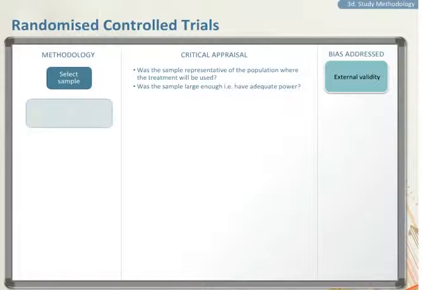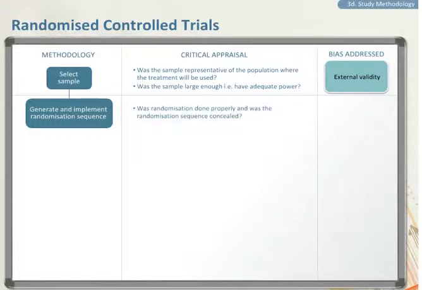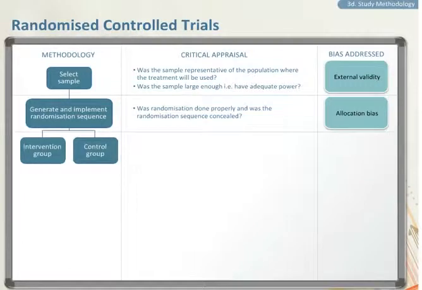The next step is generating and implementing the randomization sequence. Ask yourself, was randomization done properly, and was the randomization sequence concealed? The bias minimized is the allocation bias. You then identify two groups, one exposed to intervention, the other to a placebo or comparator drug.